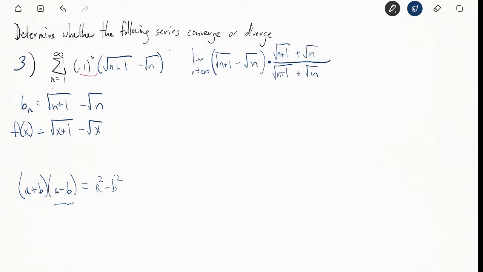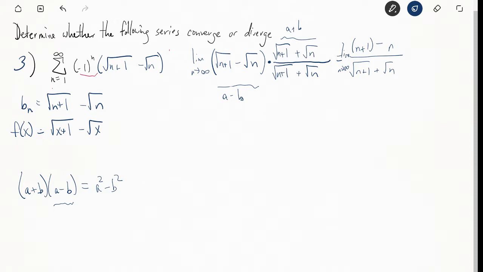Notice this is our a minus b, and this piece is our a plus b, right? So at the end of the day we have a squared minus b squared, so a squared is n plus 1 is what we're left with. When you take a square root and square it, you get n plus 1. Then minus b squared, which would just be n. And then down below, we're just going to have the square root of n plus 1 plus the square root of n. And I forgot to write that limit. Sorry about that. Limit as n goes to infinity.